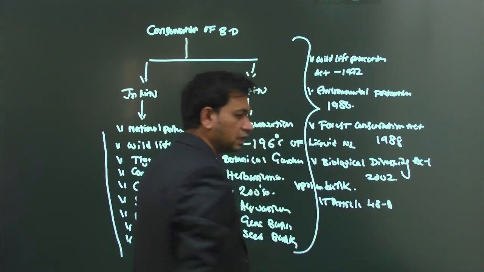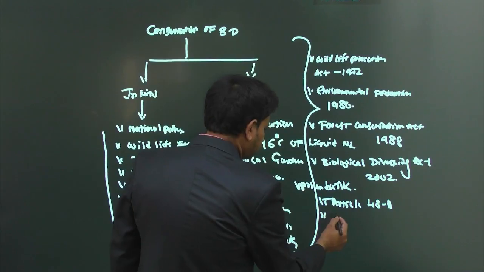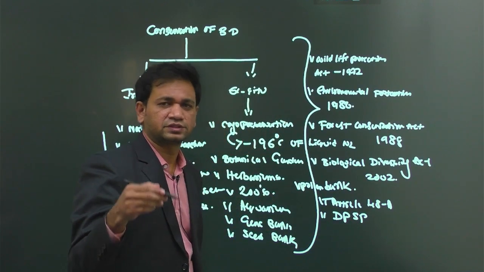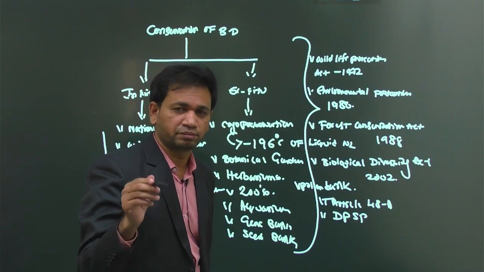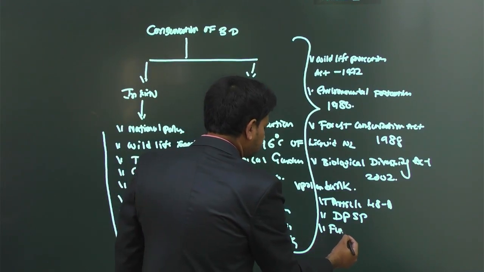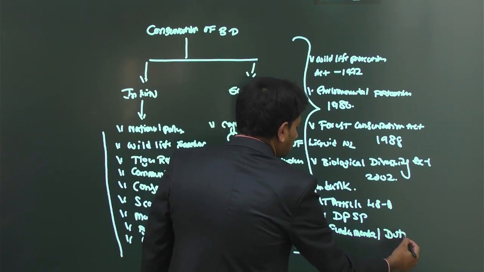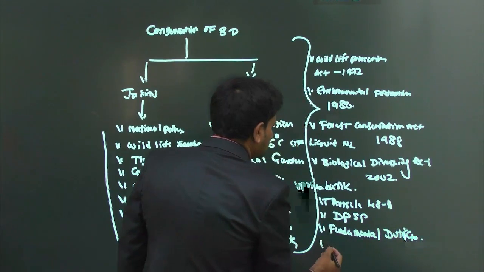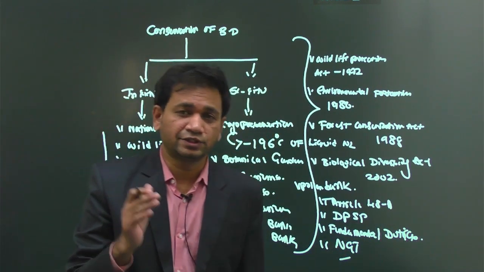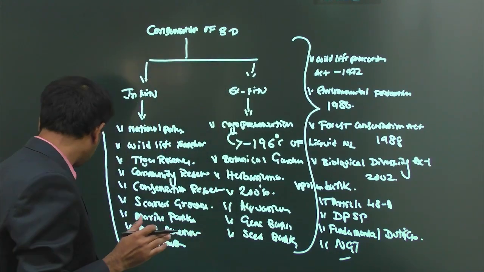This is the only article in the written constitution to protect flora and fauna. Then we have the DPSP, the Directive Principles of State Policy, according to which every state government is collectively responsible for making policy for protecting flora and fauna. Another is the fundamental duties. Then we have the National Green Tribunal. These are the constitutional provisions we have to protect flora and fauna species.